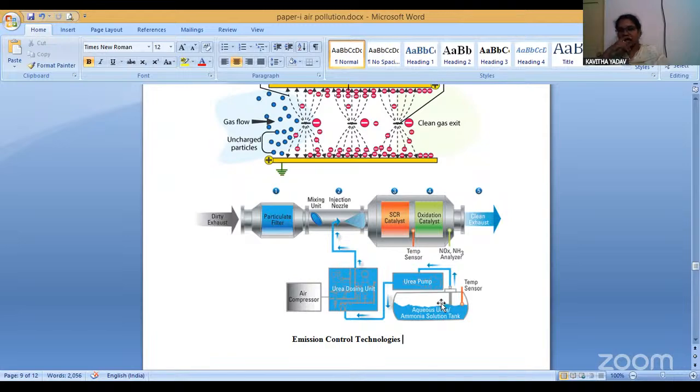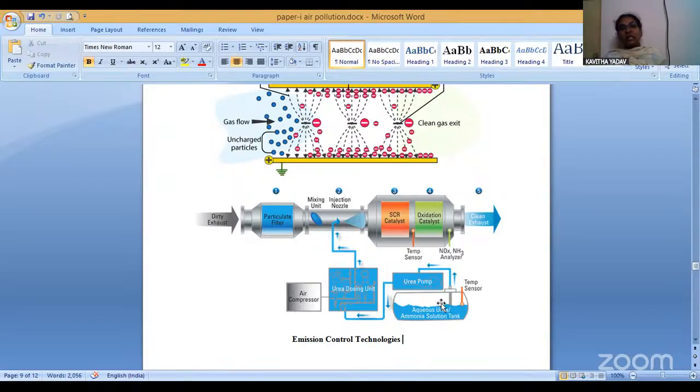By using the catalyst, we are going to remove the harmful products and harmful gases which we produce. It may be positively or negatively charged particles which can be removed from the air by using these emission control technologies. Coming to the fourth chamber, it is named the oxidation catalyst. And the fifth one is the clean exhaust. First one is the dirty exhaust and second one is the clean exhaust.